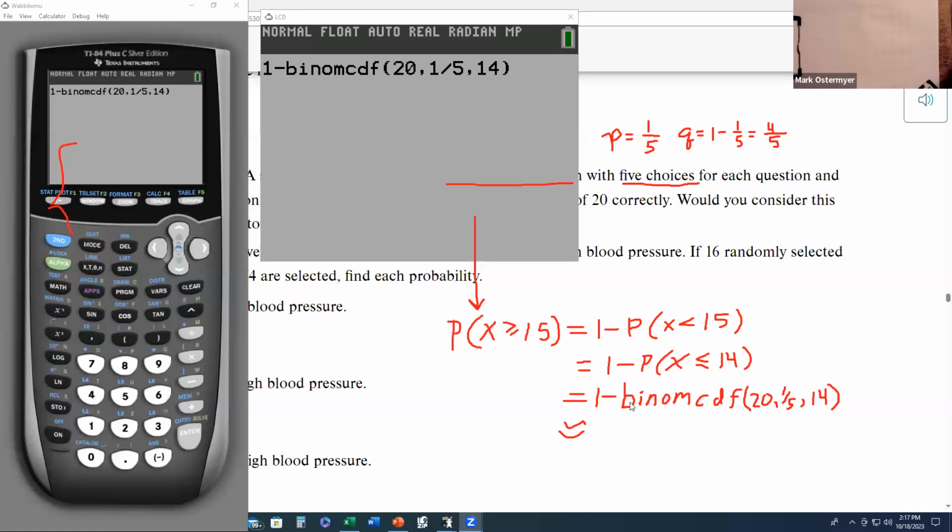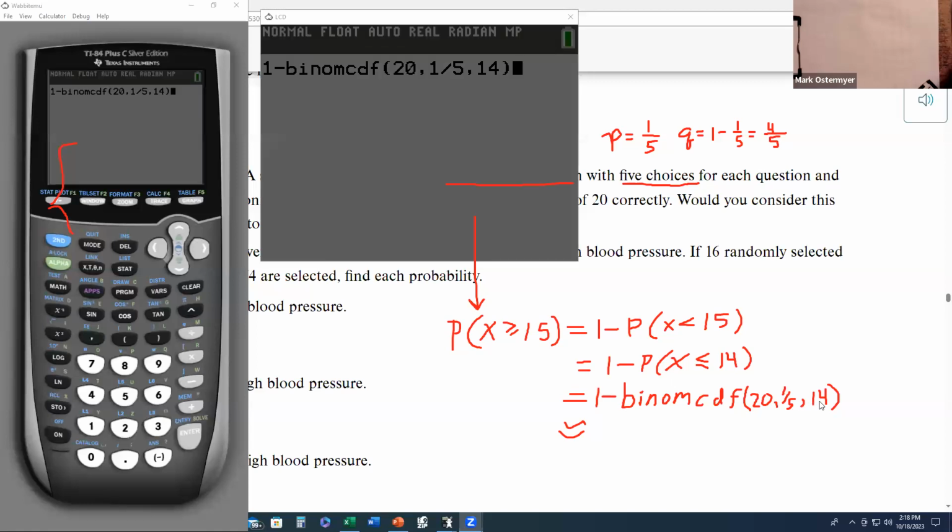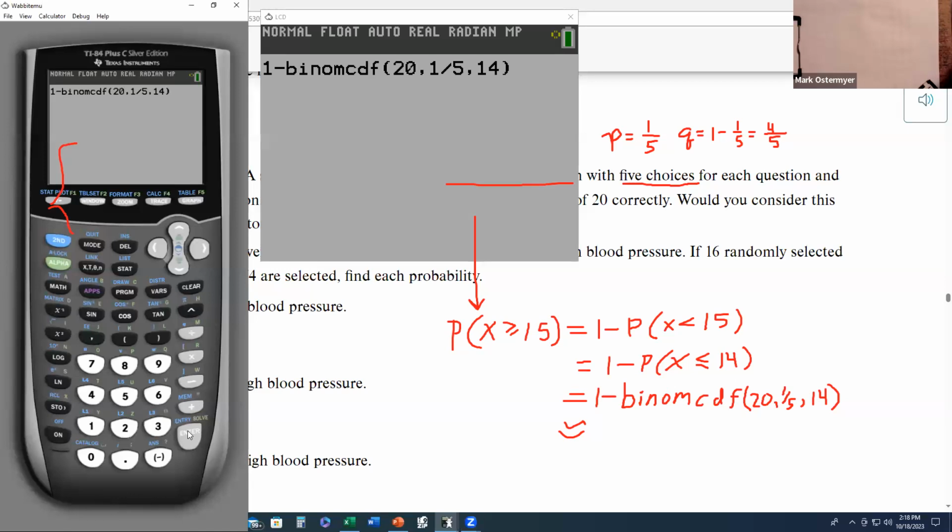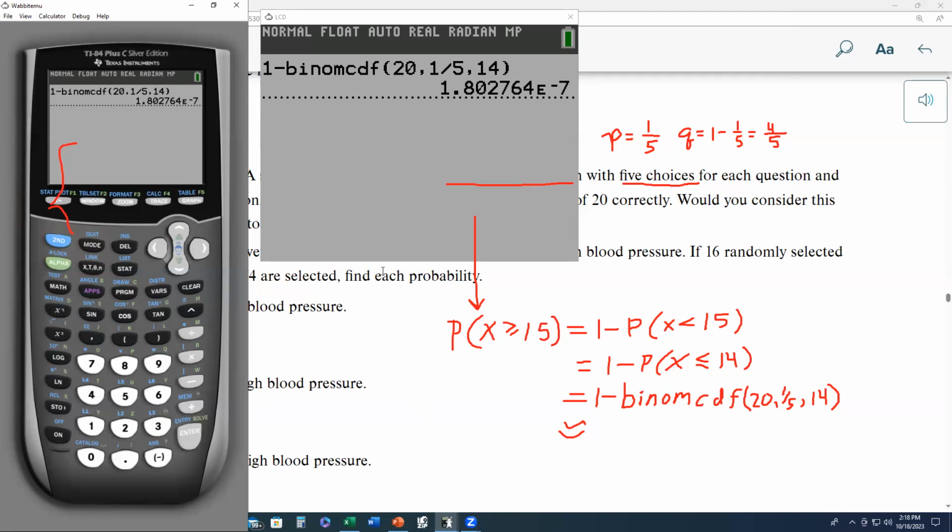Now we can use the binomial CDF function. We bring it up: 1 minus binomial CDF, n is 20 trials. The probability of a success on any given trial, in other words, answering any question correctly, is 1 out of 5, comma, and C would be 15, what I called C. Bring it up on your calculator, ladies and gentlemen. Did we get this probability, which is very small? Yep, that's a small probability.